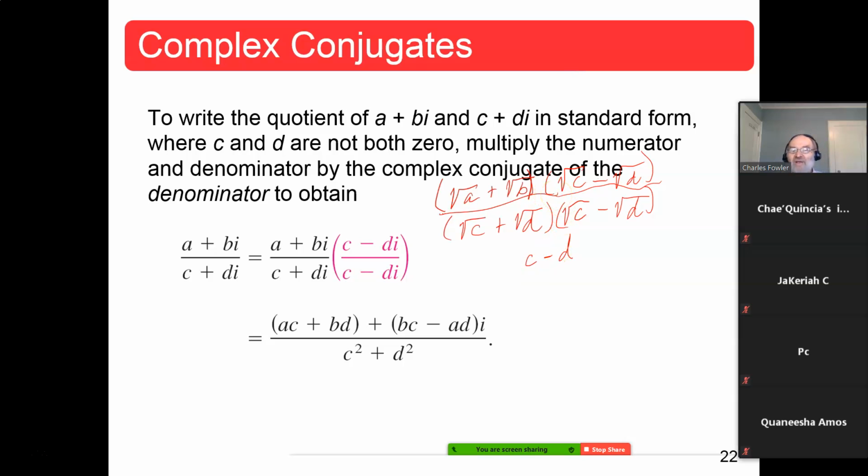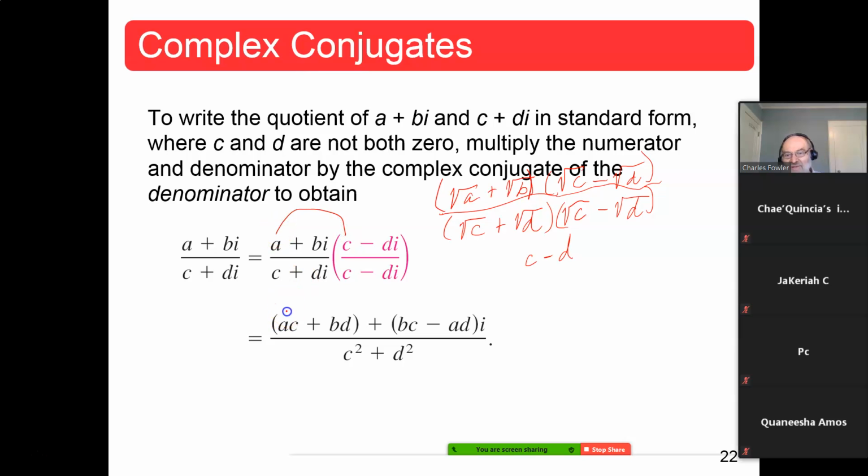So that was our technique there. That's the technique here too. Multiply the denominator by its complex conjugate, but when you do that, you have to also multiply the numerator by the complex conjugate. Sure enough, that makes the numerator a little more complicated.